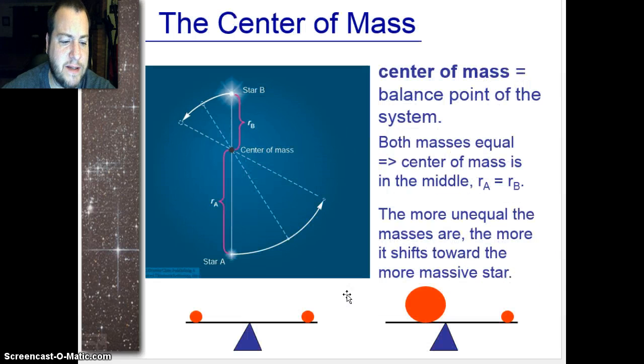Imagine their center of mass is like a seesaw. If you have a friend that's about the same size as you, you would balance each other out on a seesaw. But if you had a friend that was much more massive than you, if you put them on the end, that would tip the seesaw. In order to balance it, your friend has to move closer to the fulcrum. So the more unequal the masses are, the more the larger star is shifted toward the center of mass. Sometimes one star is so much larger than the other that the center of mass is somewhere inside that star.